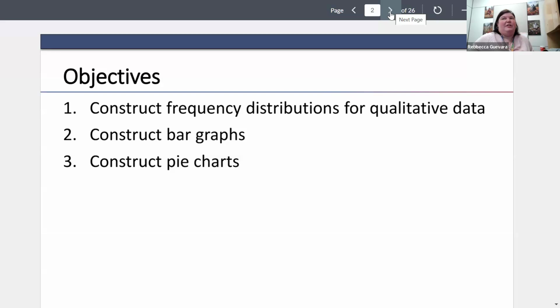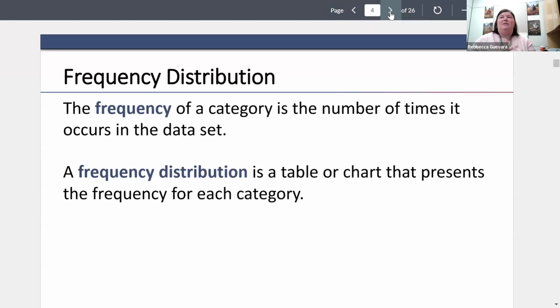So we're going to start with what they call a frequency distribution. Frequency distributions are not solely for qualitative data, they are for quantitative as well, but we're just doing the qualitative part right now. The frequency of a category is the number of times that it occurs in the data set. So if you collected a data set asking, what's your favorite animal? Is it a cat or a dog? And 5 people say it's a cat, then the frequency would be 5.